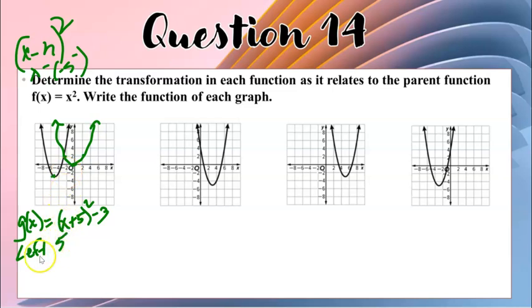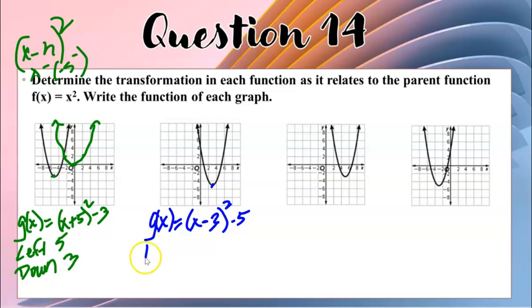So this one went to the left 5, down 3. Next one, the vertex is right here. So this one, g of x equaling, it went to the right 3, so that's a minus 3 inside here, and it went down 5, so minus 5. So this one would be right 3, down 5.